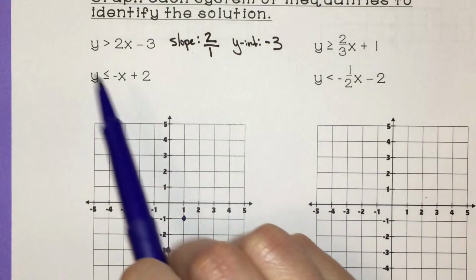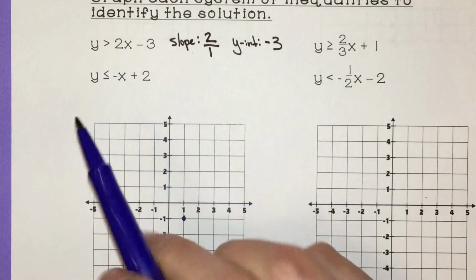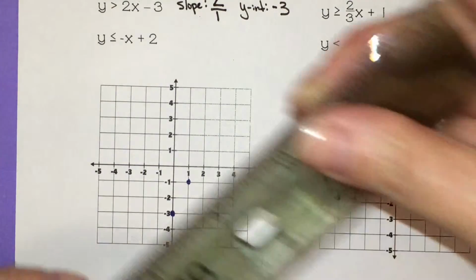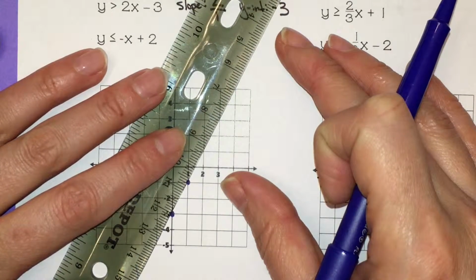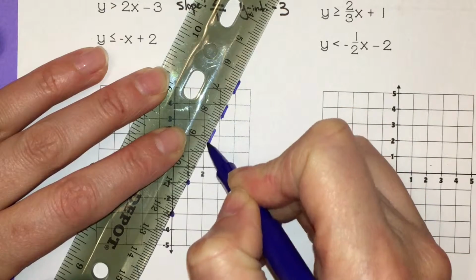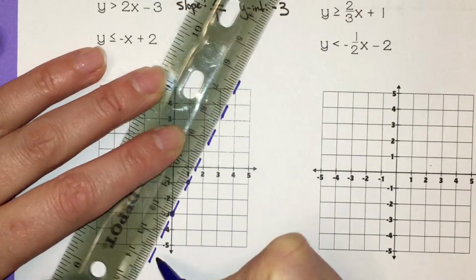Okay, y is greater than this line. Because it's strictly greater than, it's not or equal to, it means that we have to have a dashed line. It does not include the line. So I'm just going to draw a dashed line through my 2 points that I graphed.